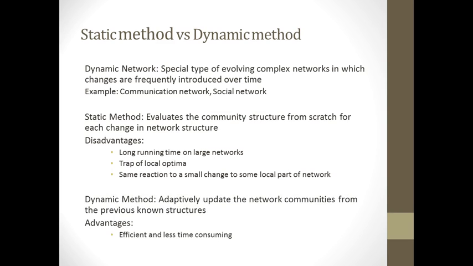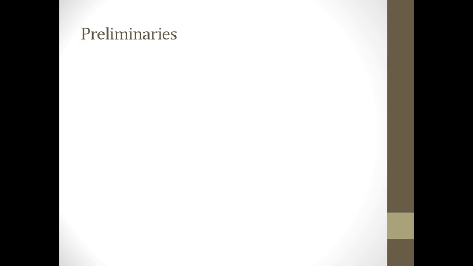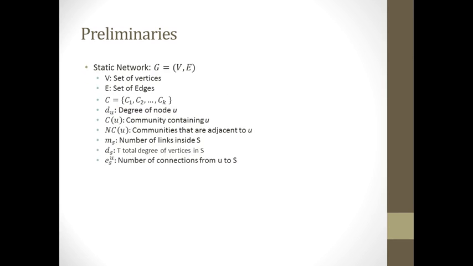Whereas dynamic methods adapt the network's communities from the previously known structures. That is, they use the previous measurements to compute the new network structure, and hence it is very efficient and less time consuming. These are some of the notations in the graph.